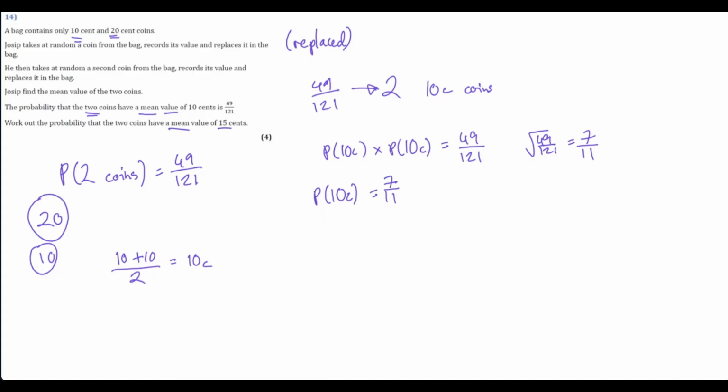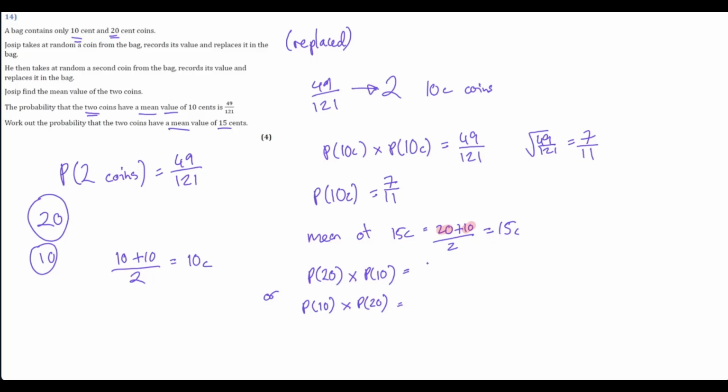So work out the probability that the 2 coins have a mean value of 15. Now, I did mention it earlier, the way we can get that is 20 and 10. So a mean of 15 cents would be 20 and 10 divided by 2, which is 15. So we want to pick 20 and 10. But there are 2 ways that we can get this. We can pick 20 first, and then multiply that by probability of 10. That's one way we can get it. Or we can do probability of 10 times probability of 20 cents. That will give us a mean value of 15. So we are looking for these probabilities.